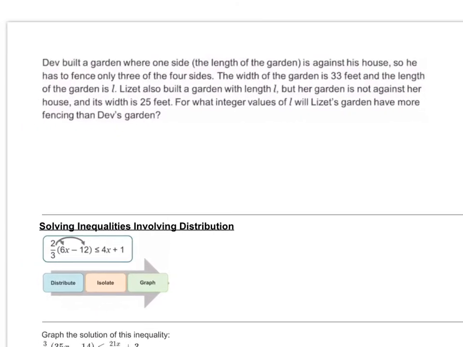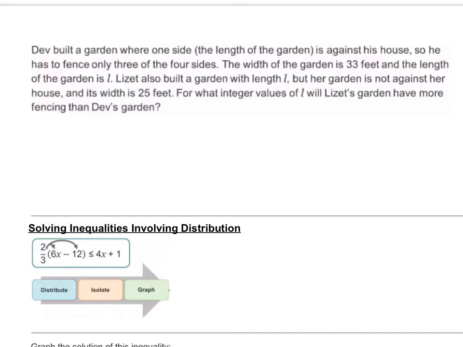In this problem, we see that Dev built a garden where the length of the garden is against the house, so he has to fence only 3 sides of the 4 sides. Let's draw a picture of that real quick. We'll draw the fence here, and call this the width and this the length. The width of the garden is 33 feet, and the length of the garden is L. Then Lizette also built a garden with length L, but her garden is not against her house, and its width is 25 feet.